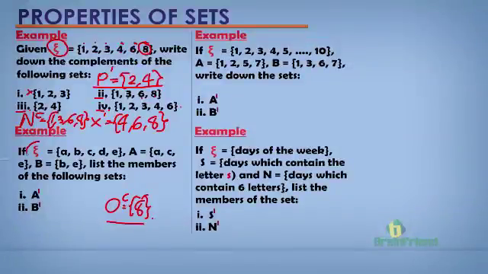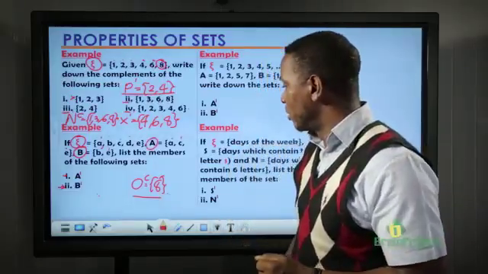Again, if we have a universal set with elements A, B, C, D, and E, and we have a set A that has elements A, C, and E. If we also have a given set B with elements B and E, we've been asked to list the members of our set here, which is A prime, and our set here, which is B prime. Let's take them one after the other.